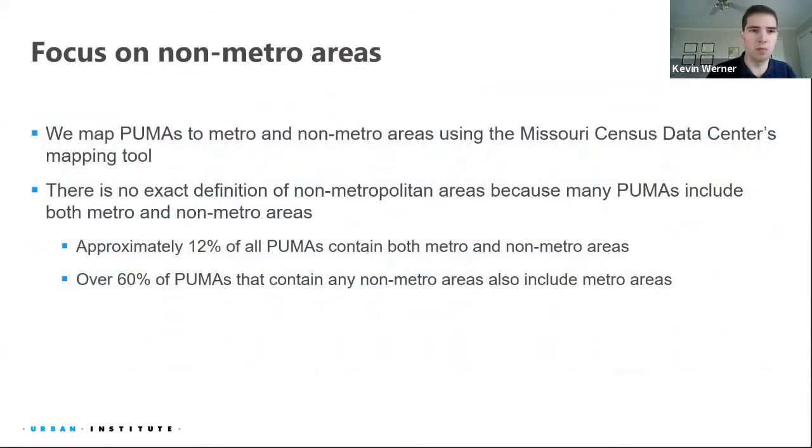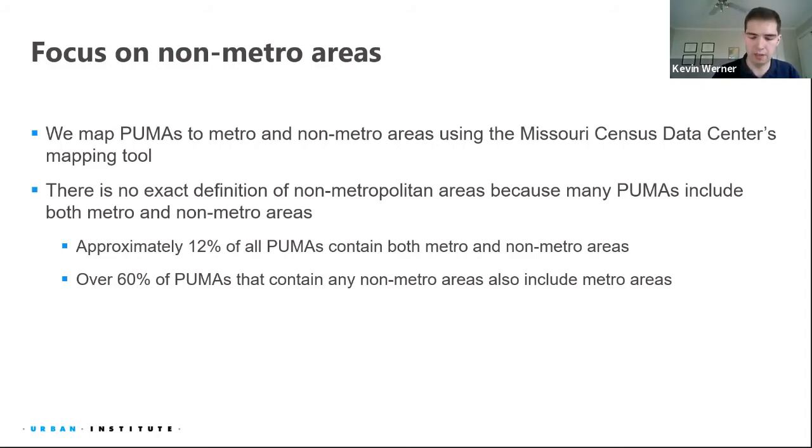And I want to briefly talk about the non-metropolitan areas. As we mentioned, we use PUMAs to map people to non-metro areas. One of the challenges that we had is that a lot of PUMAs include both metro and non-metro areas. In fact, 60% of PUMAs that have any non-metro area also contain metro areas.